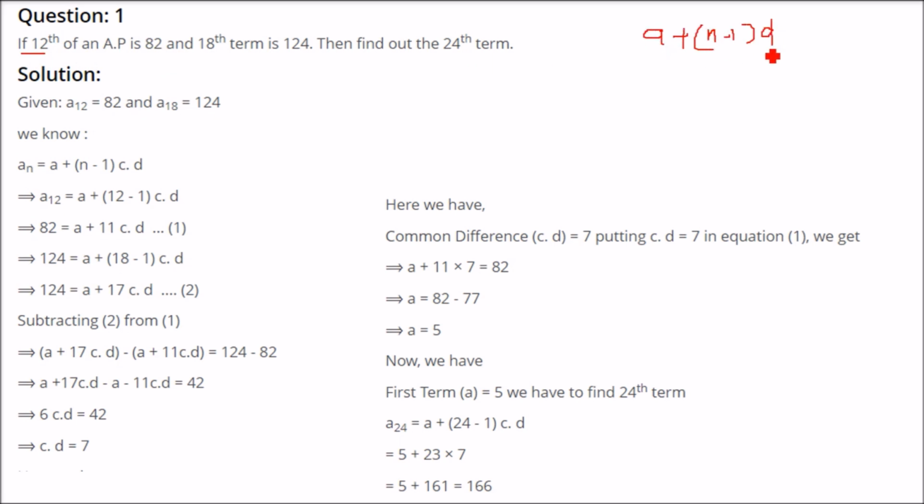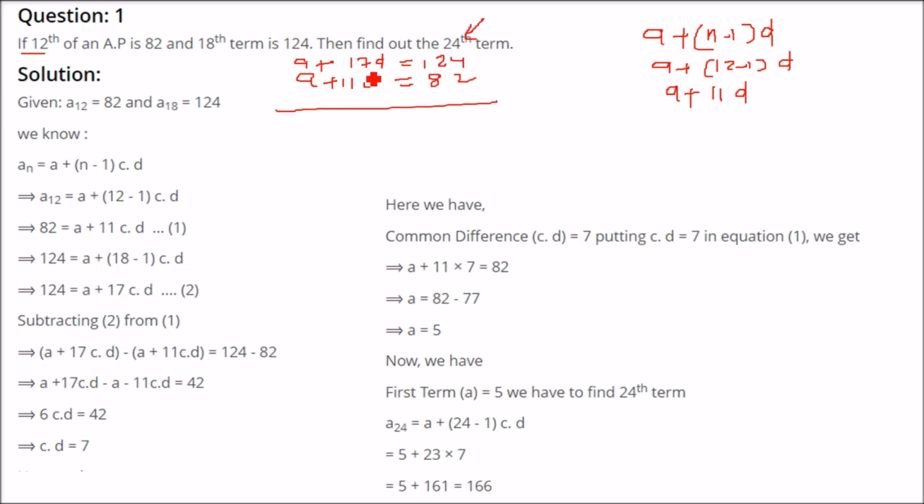Always see, the nth term is a plus (n minus 1) into d. So whenever you have the 12th term, it will be a plus (12 minus 1) into d. From now on we will write directly a plus 11d. Whichever term is there, we'll just subtract one from that number and write a plus that subtracted number times d. So the 12th term of an AP is 82, so a plus 11d is 82, and the 18th term, same logic, a plus 17d is 124. Now we have to find the 24th term.